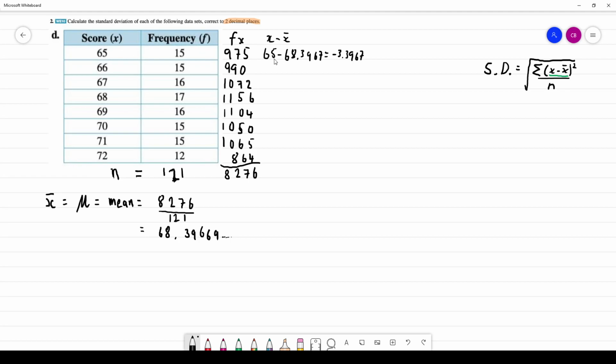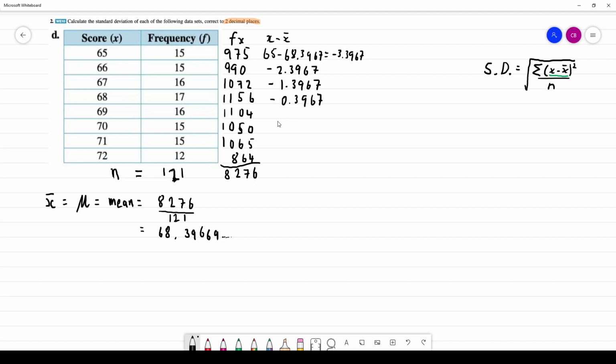And we can do that calculation for every score. So my first score was 65. So x minus x bar, 65 minus 68.3967. And that gives me a negative 3.3967. And we can do this for the rest of our scores. So for this one, this would give us negative 2.3967. For 67, that would give us negative 1.3967. And for 68, that would give us negative 0.3967. You might have noticed a little bit of a pattern, but don't get lazy.